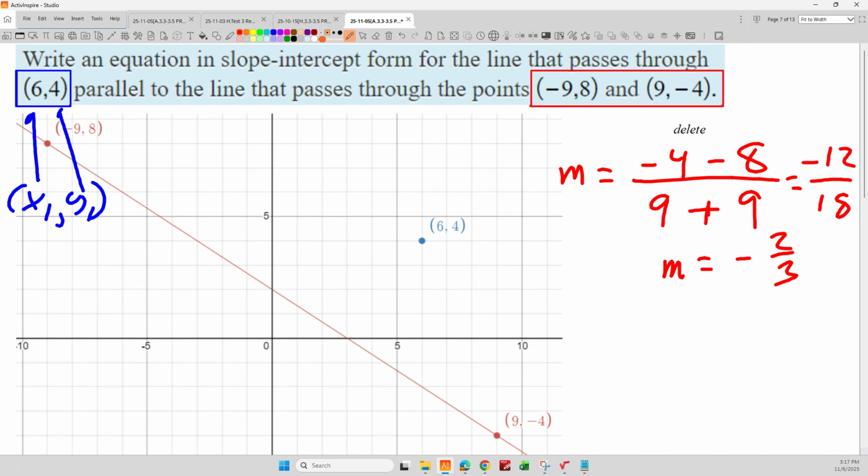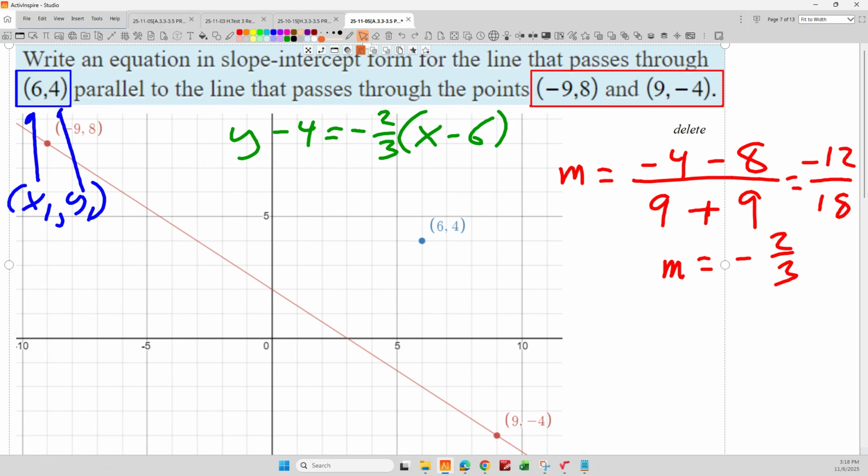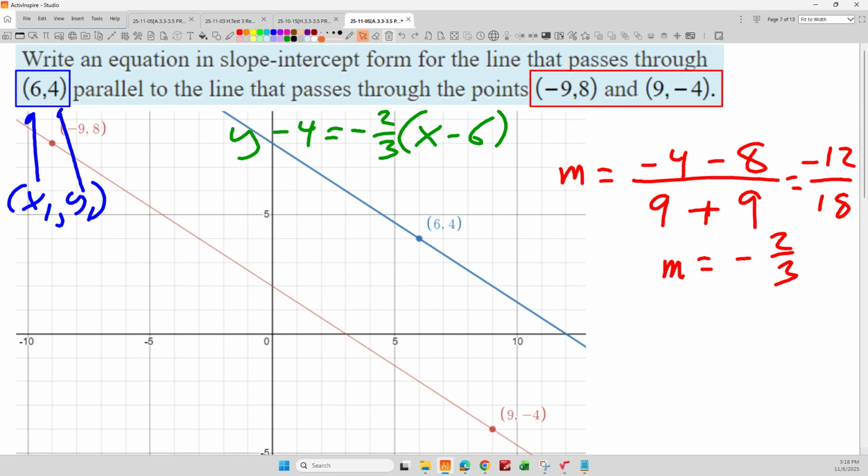And so how am I going to do this? I've got to plug in to my equation y minus what number? Okay, good. 4 equals my slope times the quantity x minus 6. Okay, and that's going to give me the line through this point, isn't it? If I want to see a picture of that, there's the picture, right? Okay, that's the line we're finding.